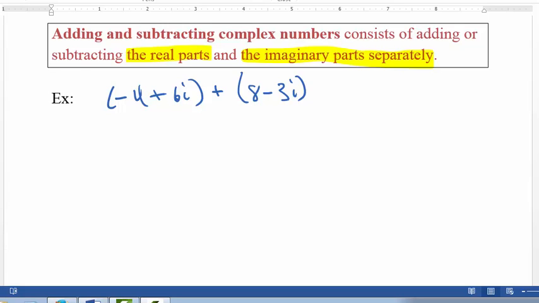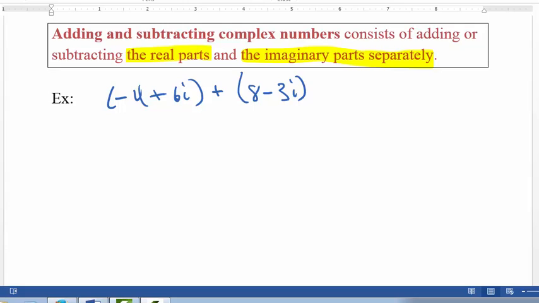So we went through the basics of complex numbers, right? Dealing with the imaginary unit i and the various powers of i, how they cycle through i, -1, negative i, and 1, and then back to i. And now we're just going to get into the basic operations: adding, subtracting, multiplying, and dividing of complex numbers.